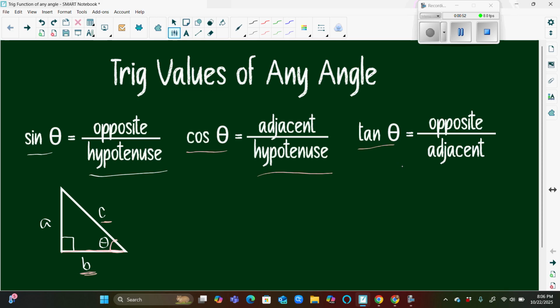And then for tan, we have opposite over adjacent. So if we look at our angle theta, opposite would be A and adjacent would be B.